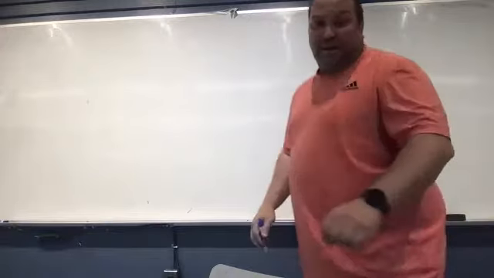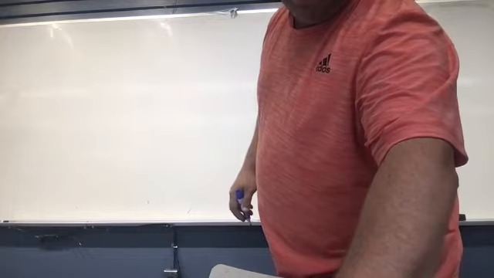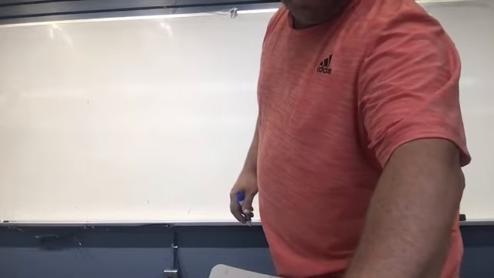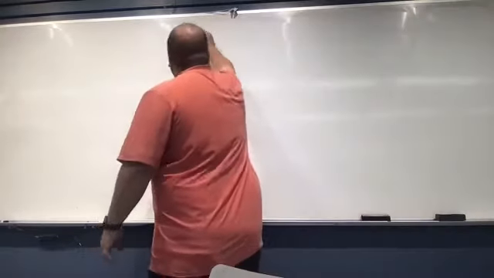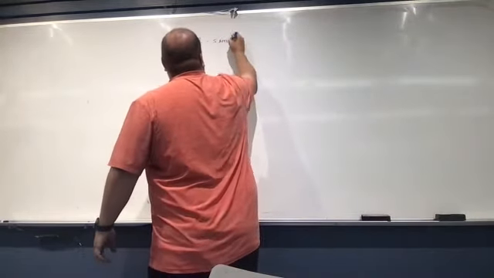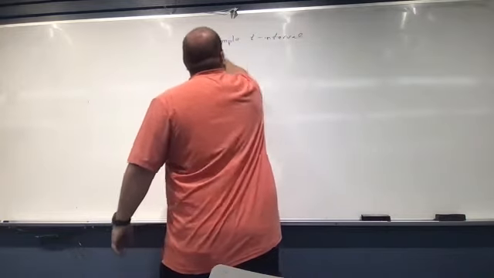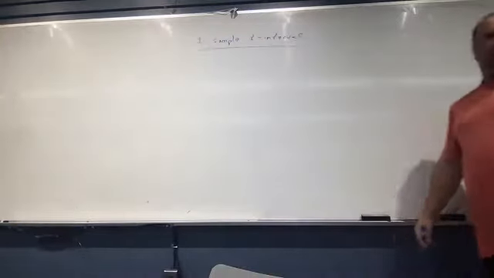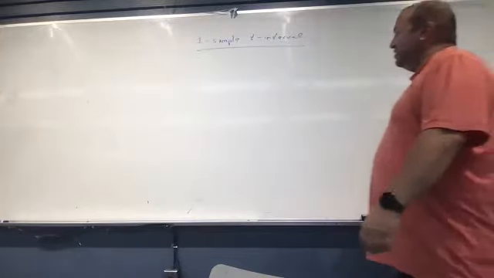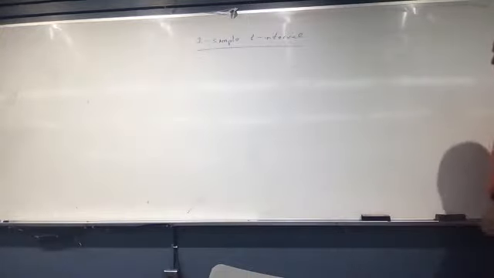So now that we have that, let's start with the first thing the book does, the one sample t interval. When do we use t again? If we don't know sigma. So what is the one sample t interval?